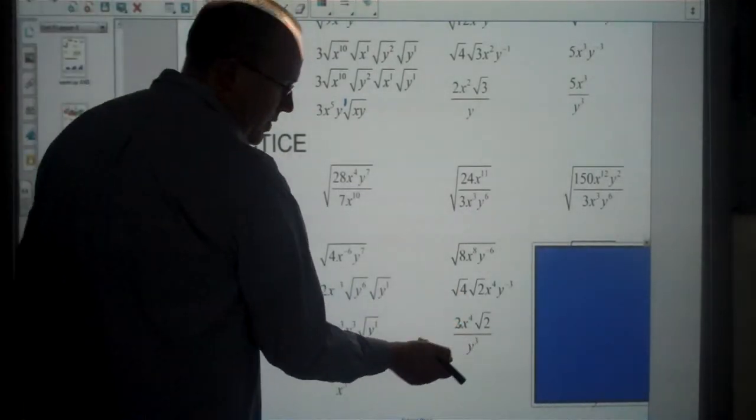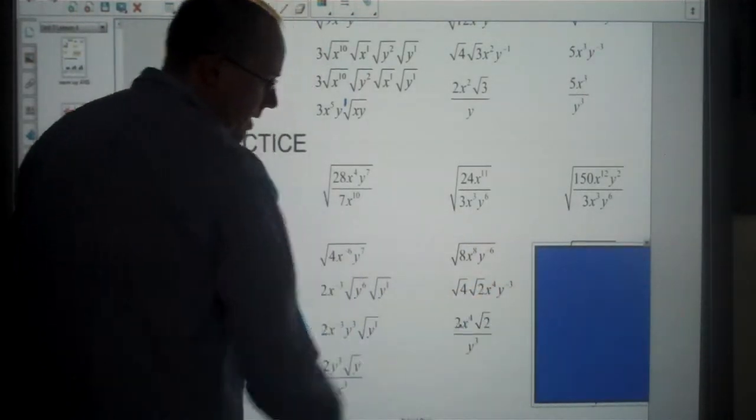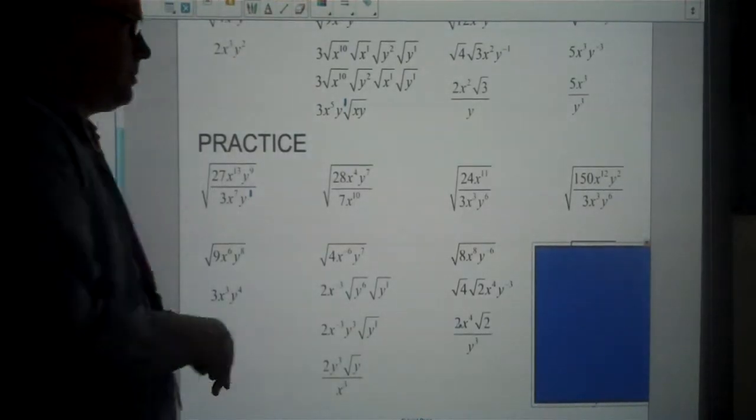Square root of 4 is 2. X to the 4th, y to the negative 3 I brought to the bottom, and radical 2, as we can't simplify that anymore, I'm just going to leave that alone.